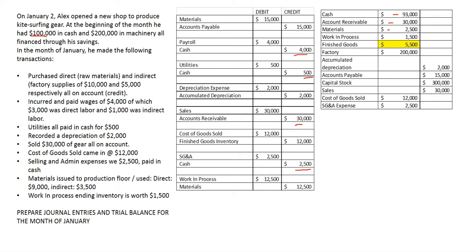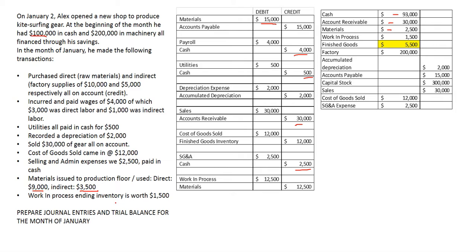Materials is $2,500. Why is that? Because in the inventory we have $15,000 worth of materials at the beginning, but then we are using $9,000 of direct material, $3,500 worth of indirect material. So in total, we are using $12,500 in materials. That is leaving us the balance, which is $2,500.